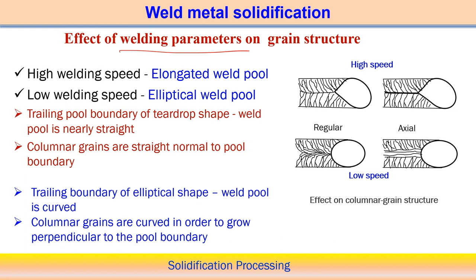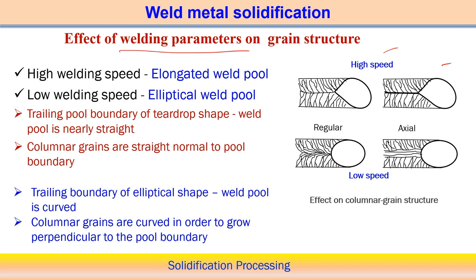A high welding speed usually forms a teardrop shape or an elongated weld pool. I am talking about the weld pool, meaning the molten pool zone. The molten pool looks elongated or teardrop-shaped, and it forms easily at relatively high welding speed. On the other hand, at low welding speed, it produces a more or less elliptical shape.